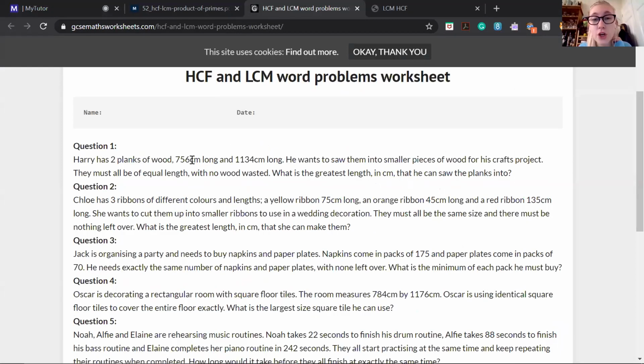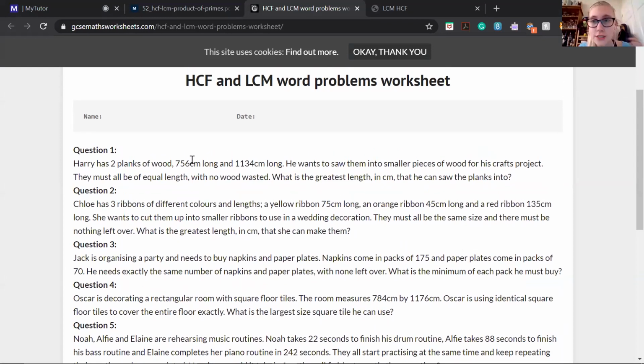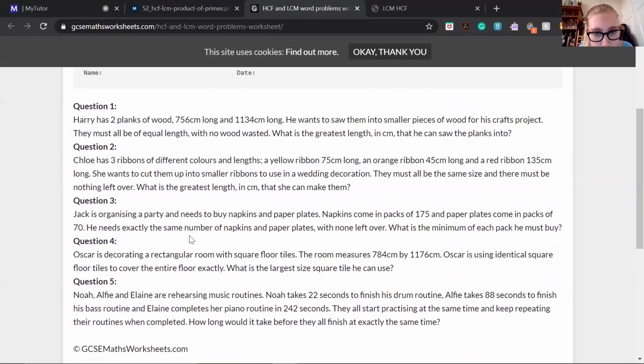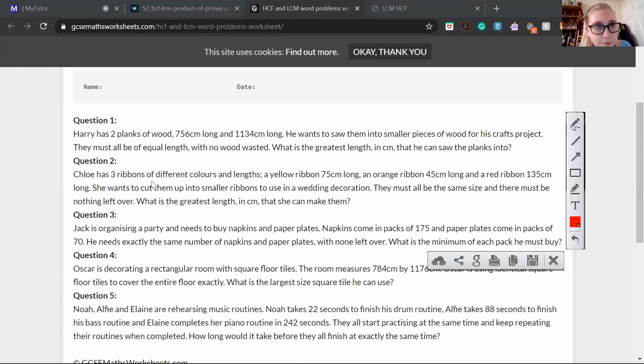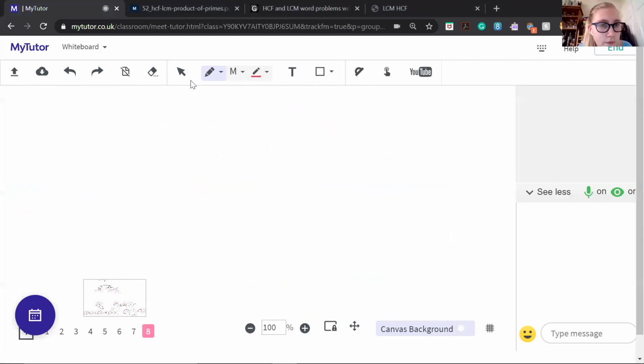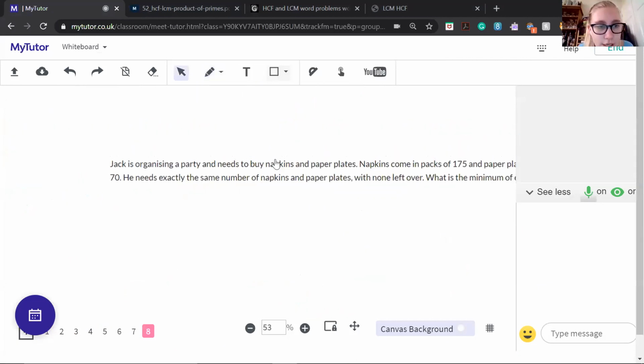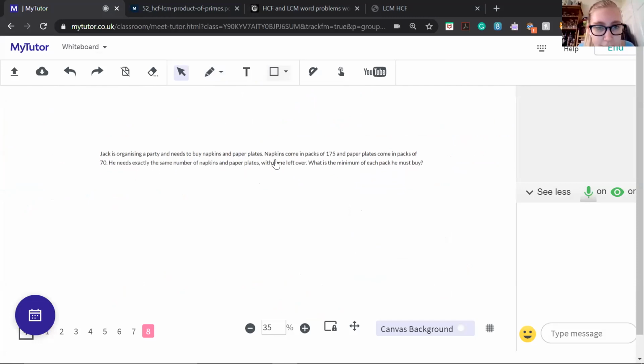What I'm going to do is I'm not going to go through a lowest common multiple word question because I don't have time. I'm just going to show you the question and explain why it's lowest common multiple. So here we go. For example, this one. Jack is organising a party and needs to buy napkins and paper plates. Napkins come in packs of 175 and paper plates come in packs of 70. He needs exactly the same number of napkins and paper plates with none left over. What's the minimum number of packs he must buy?